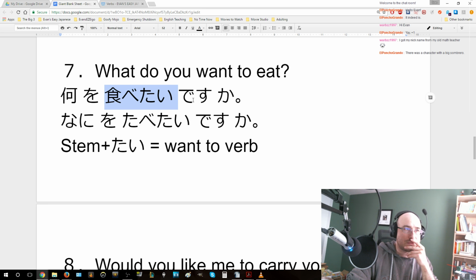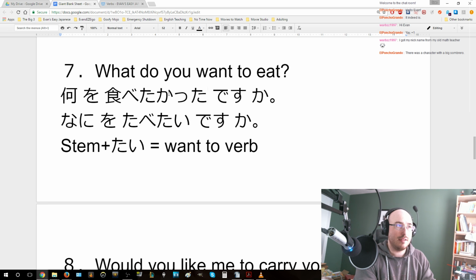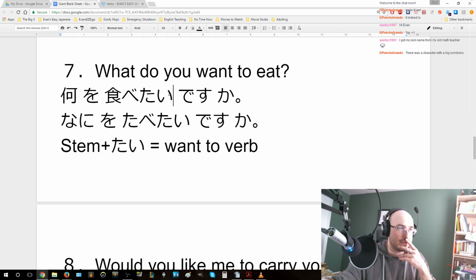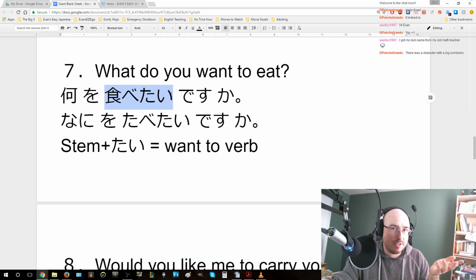With this one, I want to point something out though. Stem plus tai. Did you notice how if you do this with your verbs, every single verb is going to end in an i? These are actually i adjectives. So you can make this past tense. I wanted to eat something. I don't want to eat something. Tabetakunai. I didn't want to eat something. So these are all i adjectives. So treat them like i adjectives. You can conjugate them like i adjectives. An adjective describes the subject, or a noun, and in this case it's the subject.